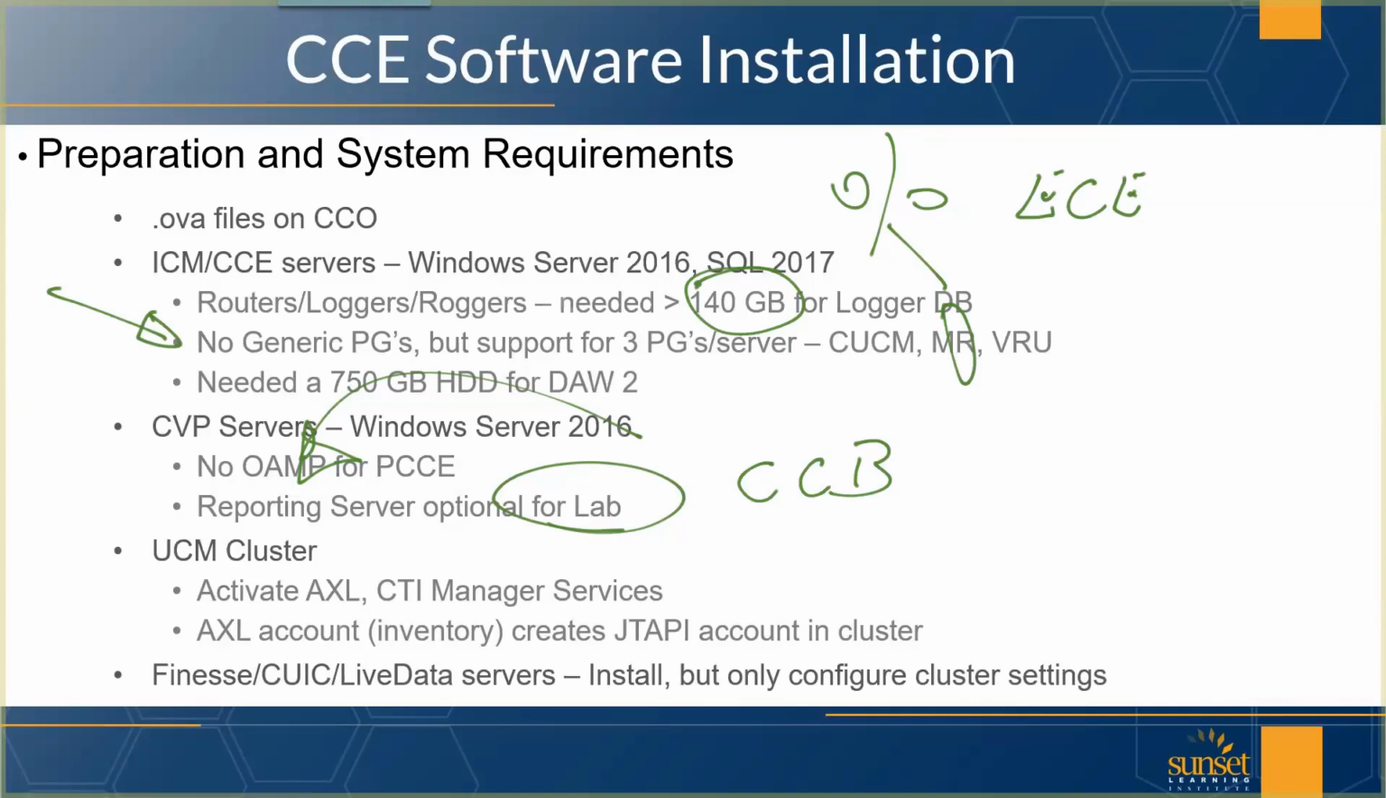Those OVA files, I might have breezed over that, but they're of course available on CCO from Cisco. So that's where you go to get those. We talked about ICM, CVP. The VOS server requirements, like CUIC, VVB, etc. Again, they are standard VOS install procedures, but more details on that are in the documentation.